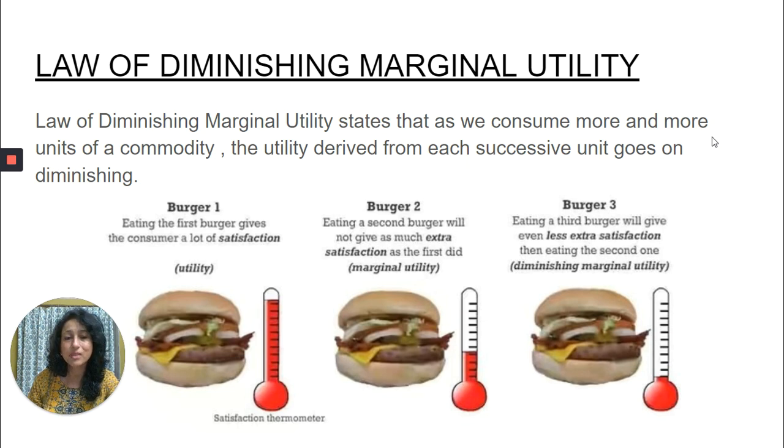That is the point of this utility of negative satisfaction. So these satisfaction thermometers give you a visual of what the law of diminishing marginal utility is all about. Like what I said, the more you have of a commodity, the less of it you want, subject to the assumption that we are talking about a rational consumer.